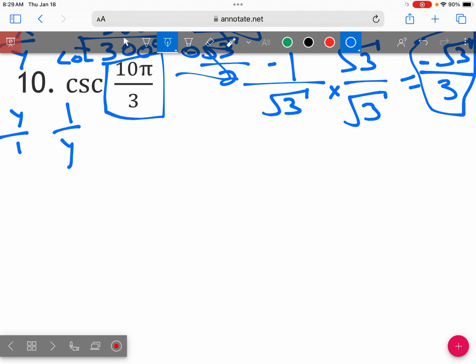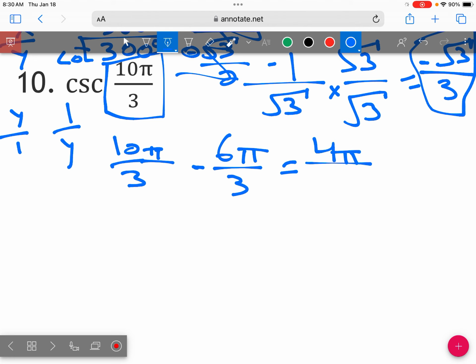Yep. So what can we subtract from 10 pi over 3 to get it within our bounds? 6 pi over 3, yep. So we're going to do 10 pi over 3. Horrible handwriting, I apologize. Minus 6 pi over 3. And that's going to give us 4 pi over 3. And that, is that within our bounds, or do we have to do that again? It's in our bounds. Yep, exactly, so we're good. So now we have to evaluate cosecant at 4 pi over 3. So do we need to figure out the x or the y?